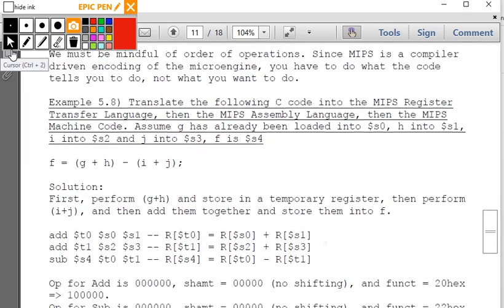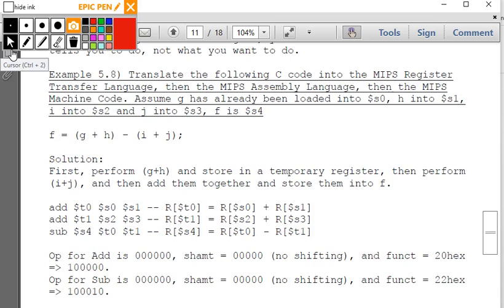So for 5.8, I have this funky little problem here where I have G plus H minus I plus J. And so be mindful of order of operations again. What do you have to do here? Before we even deal with code, what's the proper order of operations? G plus H. I plus J. And then subtract. Yeah. And remember, in MIPS you can only do 2 at a time. So you have to do them in that kind of order.